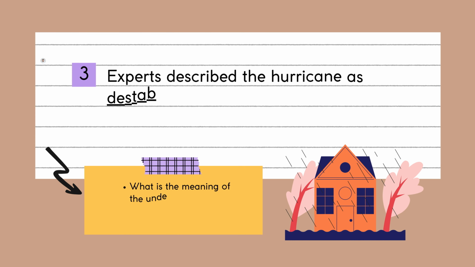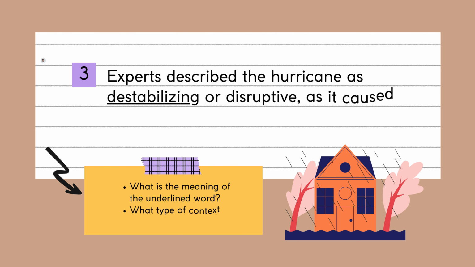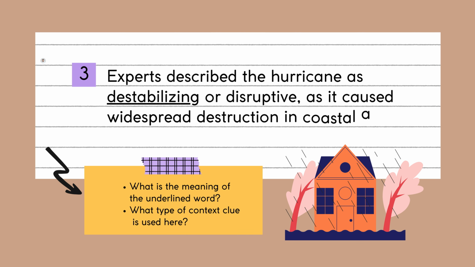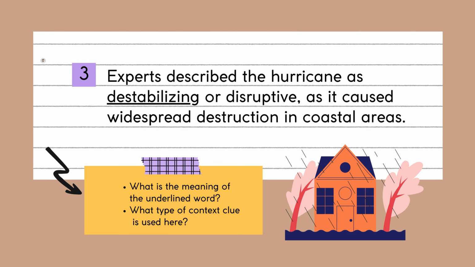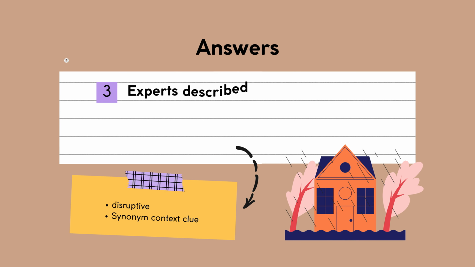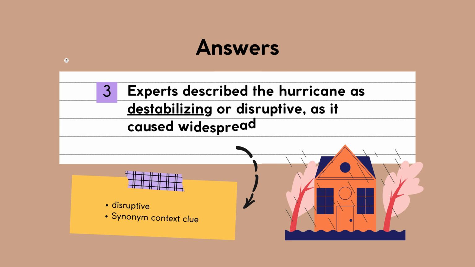Here we have another example. Experts described the hurricane as destabilizing or disruptive, as it caused widespread destruction in coastal areas. What is the meaning of the underlined word, destabilizing, and what type of context clue is used here? And the answer is synonym context clue is used here, and the synonym of destabilizing is disruptive.